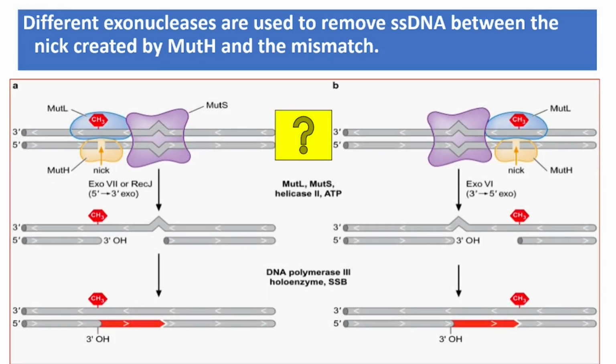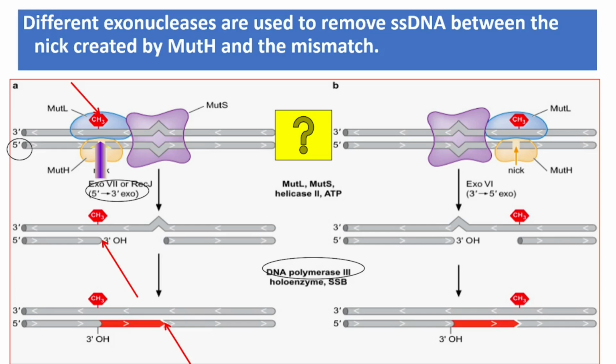MutS recognizes the mispair and MutL stabilizes it. MutH binds to the nearest methylated adenine on the parental strand. We have seen this just now. If the nearest methylated adenine is on the 5' side of the mispair, MutH brings about a nick on the 5' side of the mispair. In this case, a 5' to 3' exonuclease is recruited to remove the oligonucleotide along with the mispair. DNA polymerase binds to the 3' OH end, fills the gap, and the ligase seals the nick.